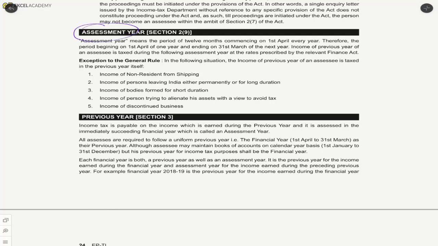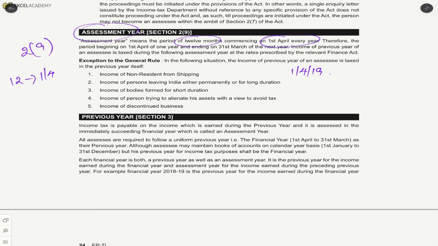Now let us move on to the next definition, that is assessment year, section 2.9. It means the period of 12 months commencing on 1st April every year. As simple as this, 12 months commencing on 1st of April. So now in the present scenario, when has the assessment year started? Very simple, on 1st of April 2019.